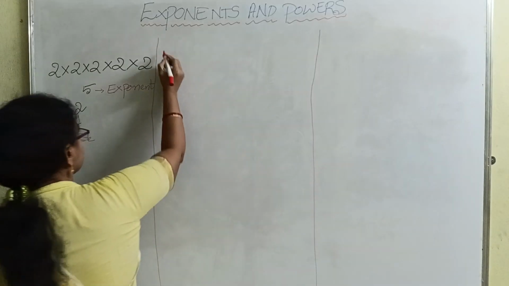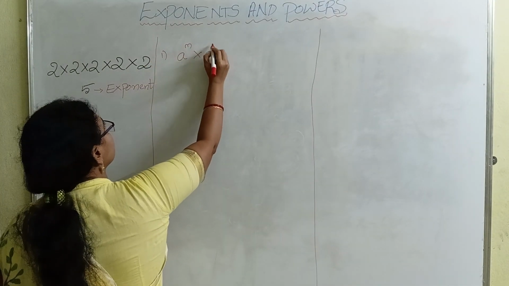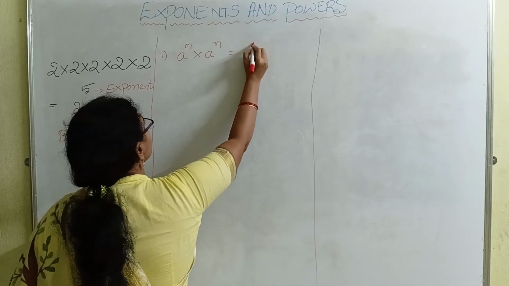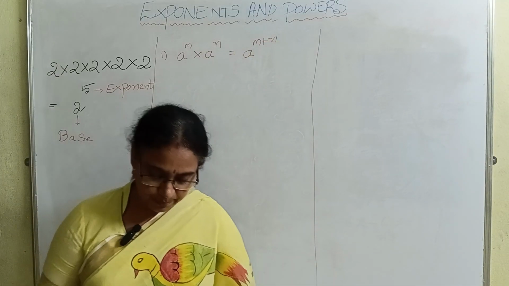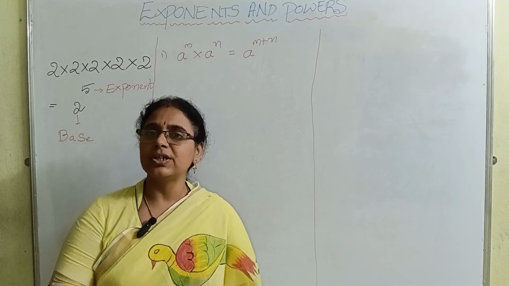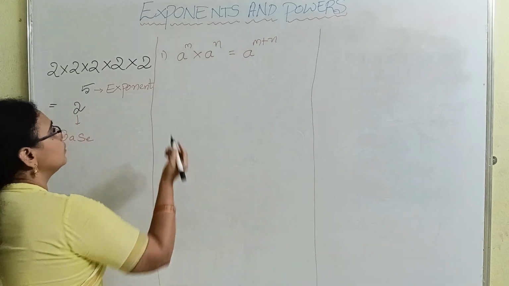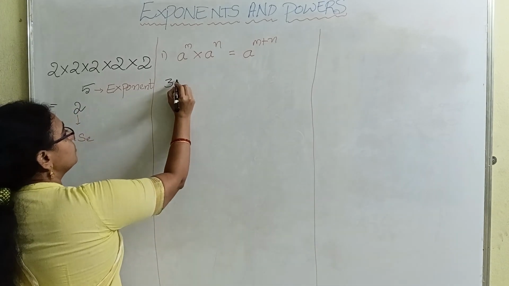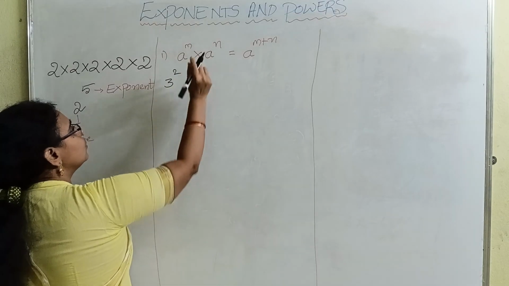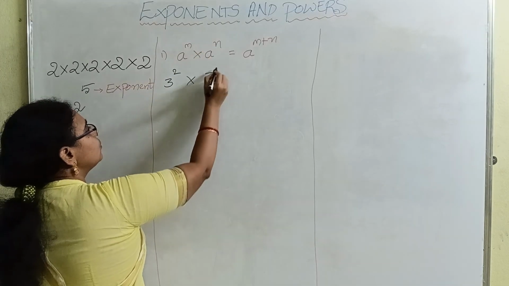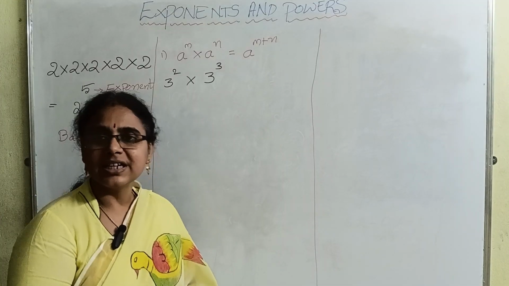First formula: a power m into a power n is equal to a power m plus n. If bases are same in multiplication, add the powers. We will see one example here: 3 power 2 into 3 to the power of 3. We will get 3 to the power of 2 plus 3, that is 5.